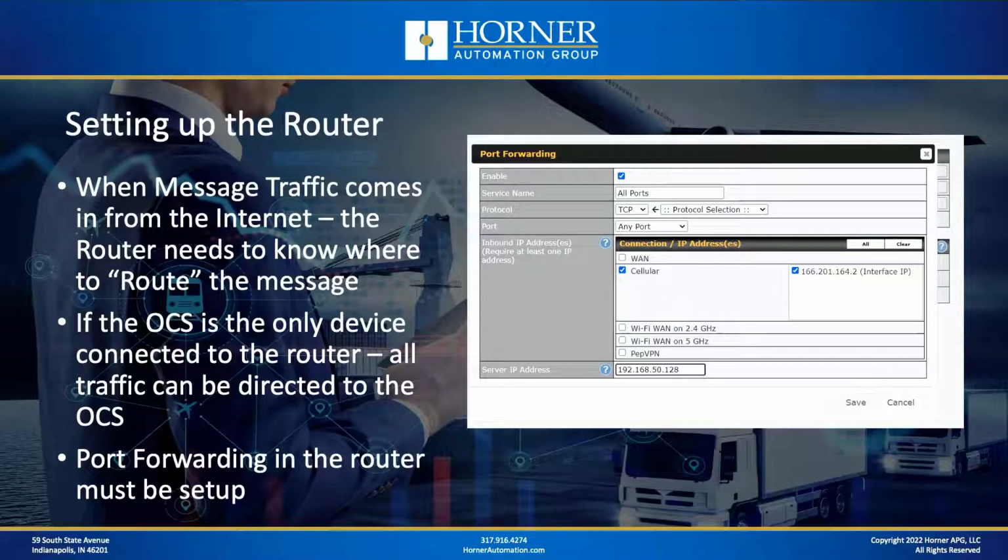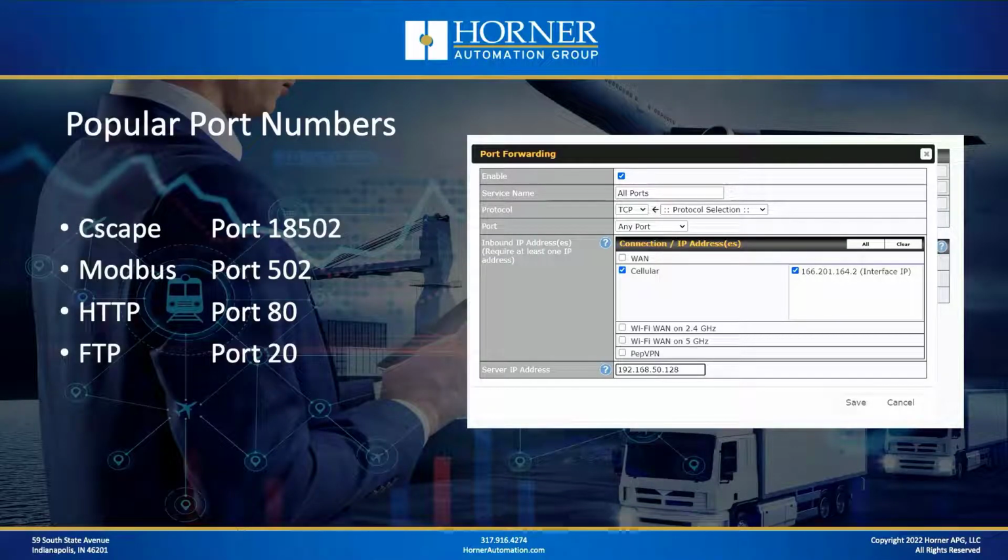Okay, there can often be other configuration required as well, but that tends to vary from manufacturer to manufacturer and application to application. If you're talking about a cellular router, almost certainly you're going to have to do port forwarding, which is the process that you use to set up a router to forward the appropriate messages to the appropriate controllers. Some popular port numbers that are used for different applications: Cscape uses port 18502 over TCP. Modbus uses port 502. HTTP, or your web browsers, typically use port 80, and FTP typically uses port 20 or port 21.